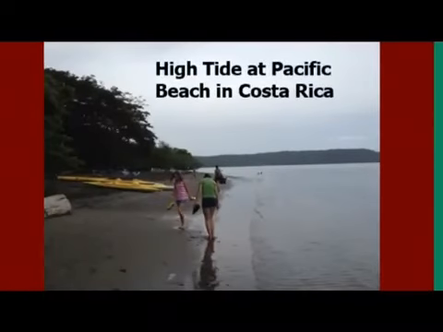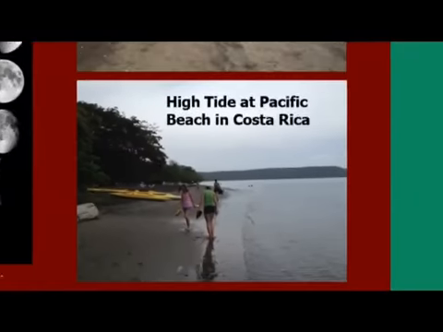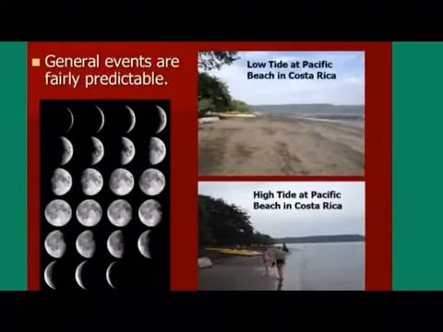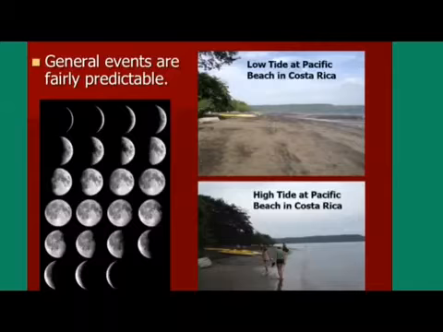Look at the same beach at high tide. You still see the kayak and the log to the left, but now half of that sand is covered. The water is higher. The tides are predictable. They occur high tide, low tide, high tide, low tide, generally over a little bit more than a 24-hour period.